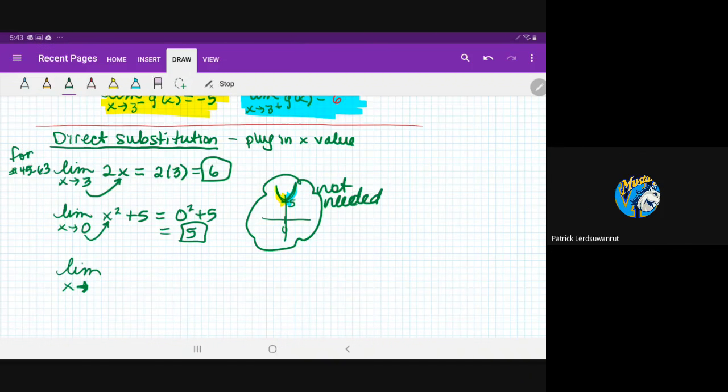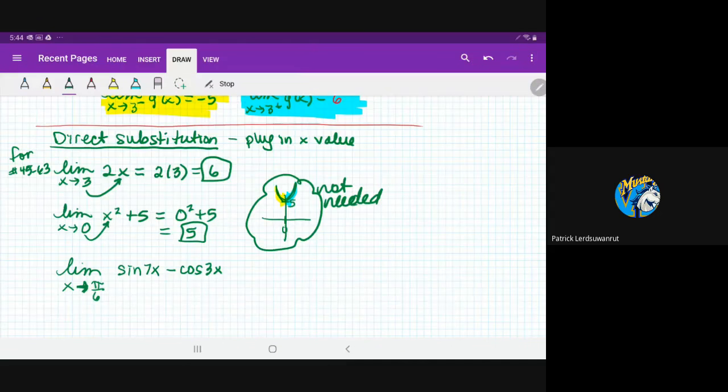Limit as x approaches pi over 6 of sine of 7x minus cosine of 3x. So this is where people get trouble on the test because they're like, but Miss Nichols, I forgot all my trig values.